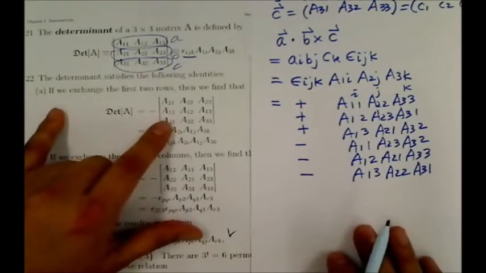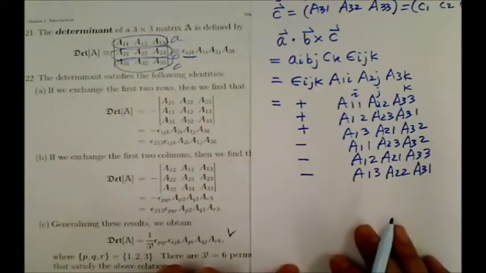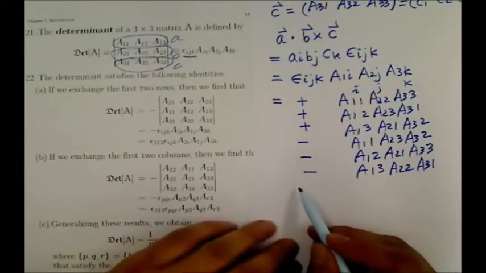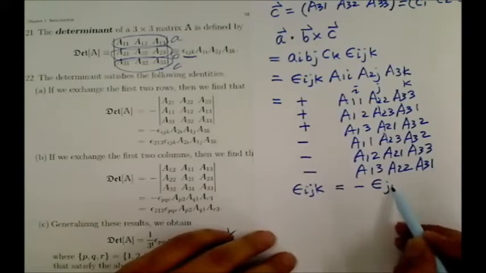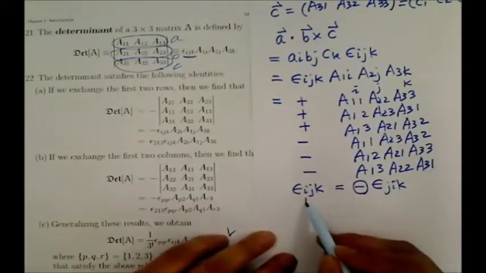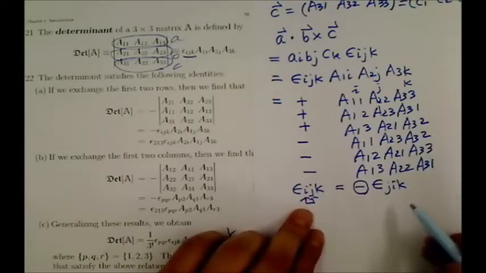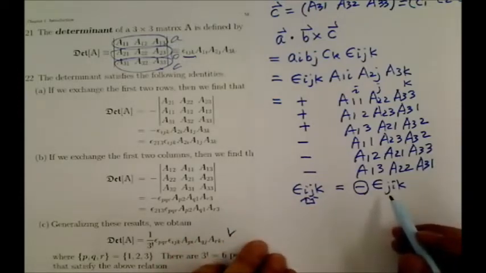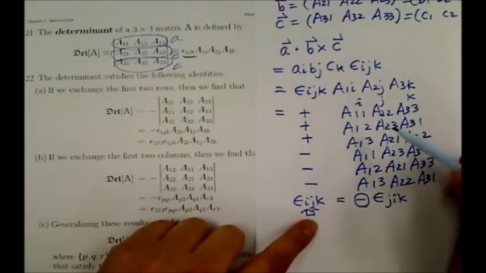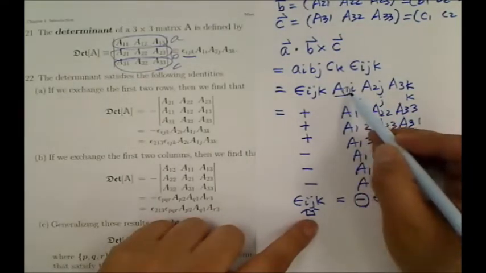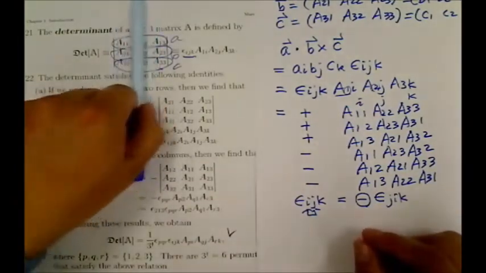Okay, next one. If we exchange the first two rows, then we find an overall negative sign. That is, you remember, epsilon ijk is equal to epsilon jik with a negative sign on it. Because if I exchange any two indices of the Levi-Civita tensor, then I would get a negative sign. That means this ijk means this is the first row, second row, and third row. The ij exchange is just the exchange of columns.